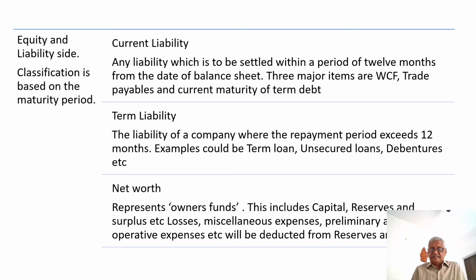The next item is term liability: any liability the company has to pay in a period beyond 12 months. Examples could be a term loan or an unsecured loan where the repayment is more than 12 months, or debentures which are floated by the company where the maturity period goes beyond 12 months.